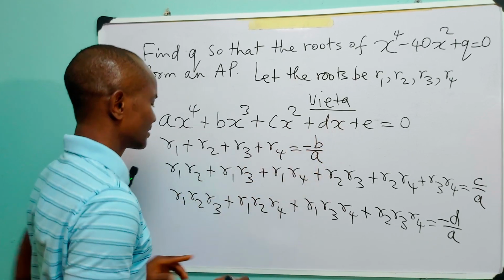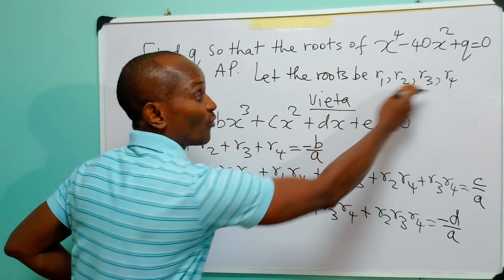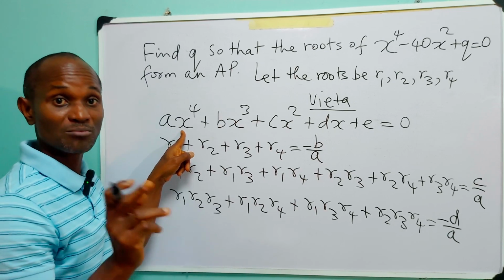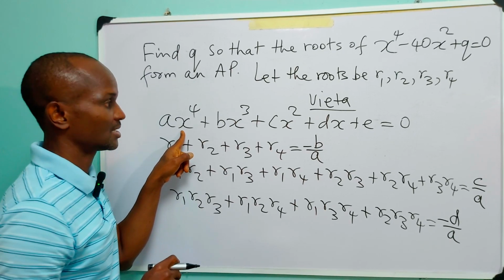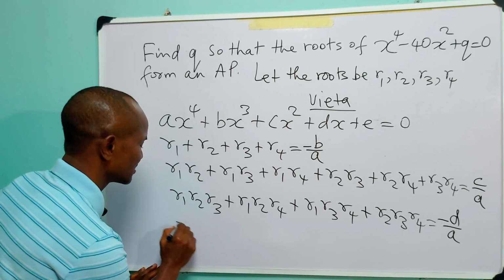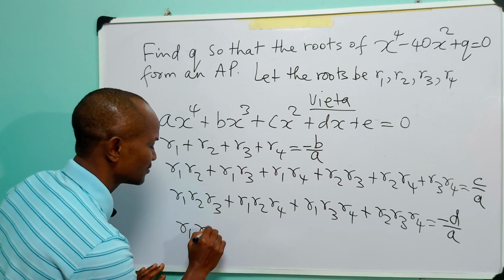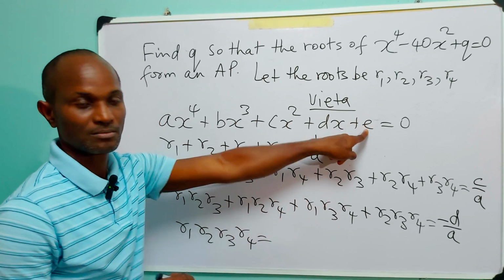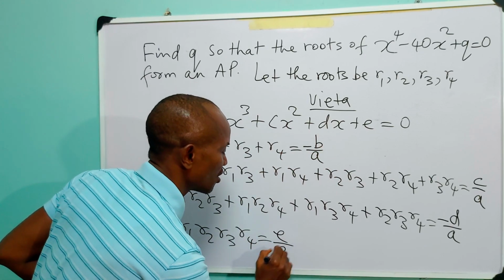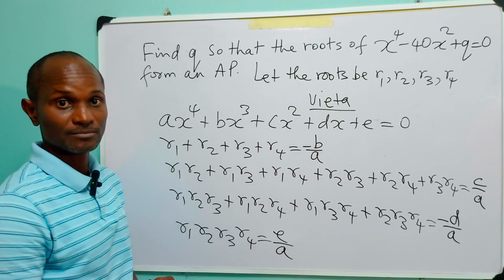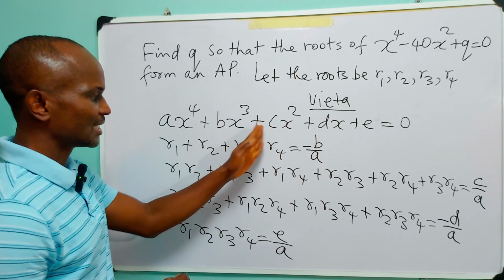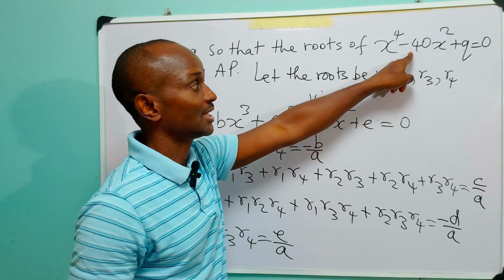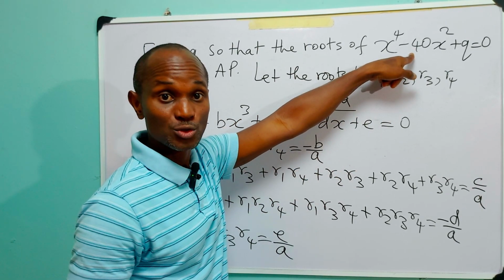And lastly, it tells us that the product of the four roots, because remember, this is a polynomial of order 4, so it must have 4 roots. I forgot to say that. The product of the 4 roots, that is R1 times R2 times R3 times R4, is equal to e over a.